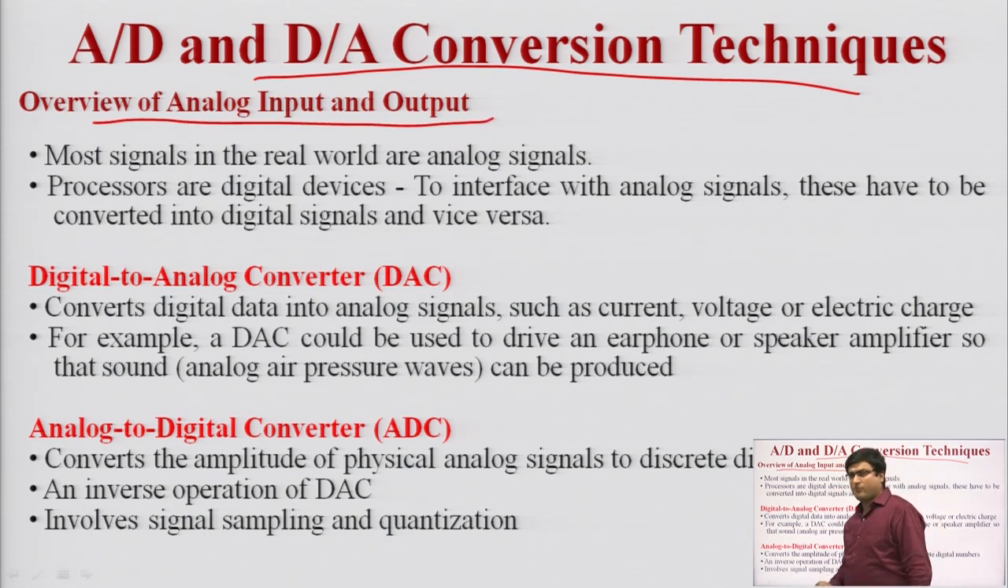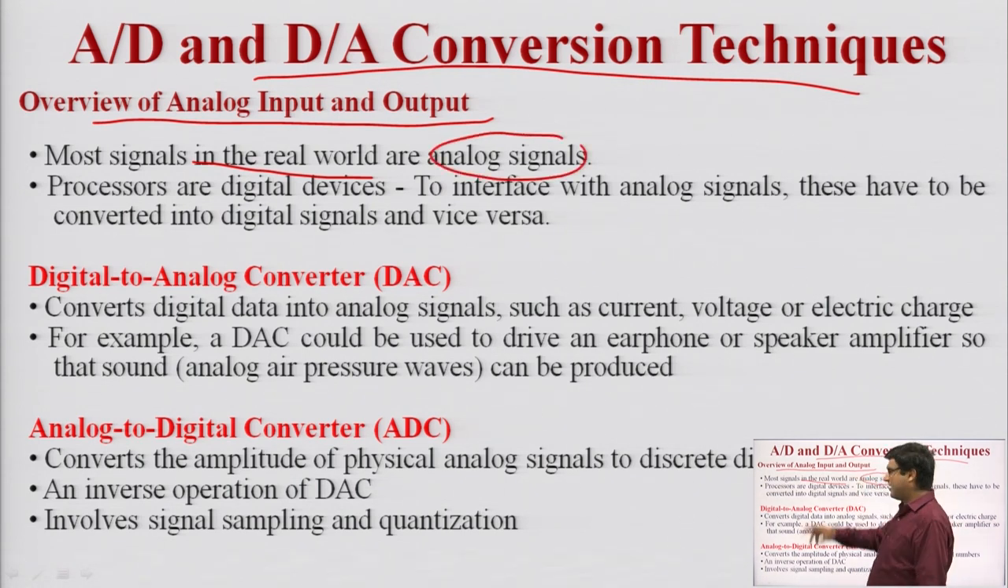Let us start. Most signals in the real world, that is, in the environment, like heat and pressure, are analog signals. They are in analog form. For example, pressure or temperature in the environment are in analog form. Processors are digital devices; our computer, CPU, and laptops can only sense digital signals. They cannot sense analog signals.